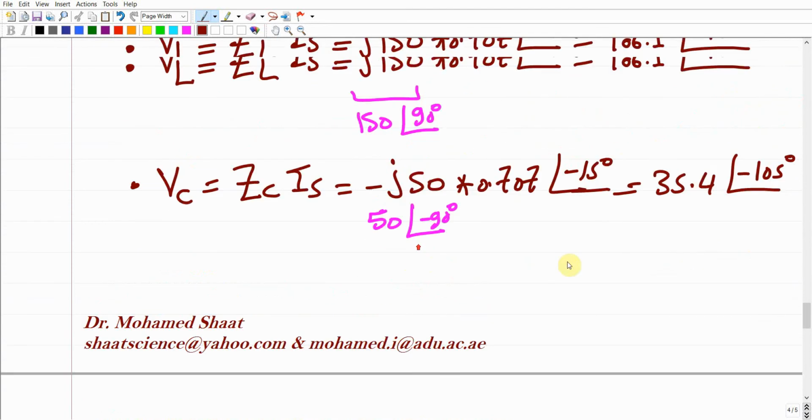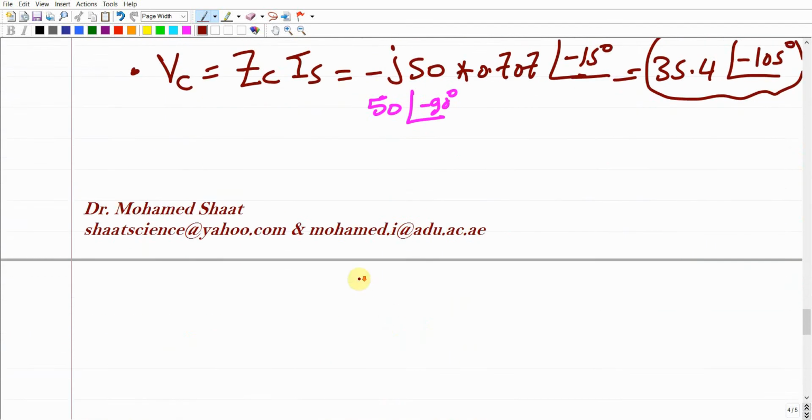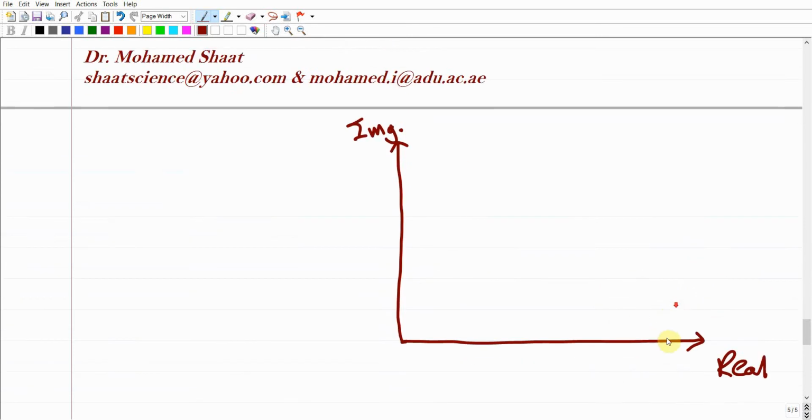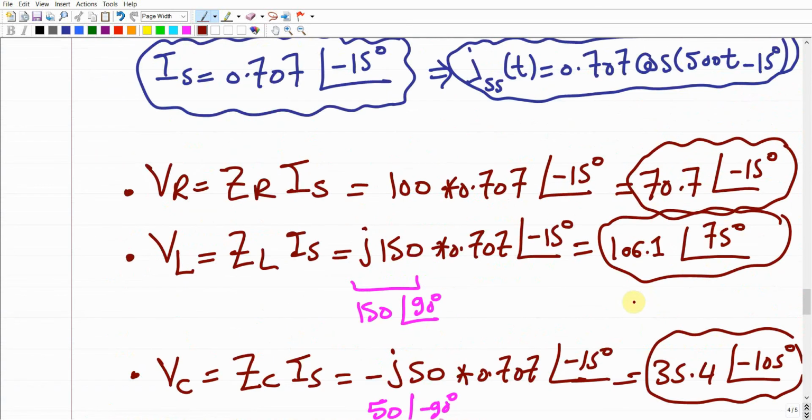Then if we decided to plot these three phasors, all of them together, so this is the first phasor, the second phasor, and this is the third one. Your objective is just to set up an x-axis and y-axis, like two axes. You're going to consider this horizontal x-axis as the real axis, and this is going to be the imaginary axis. This is your main reference. If the angle is positive, you have to rotate in the counterclockwise direction. If it is negative, you have to rotate in the clockwise direction. So for the VR, we're going to rotate negative 15.